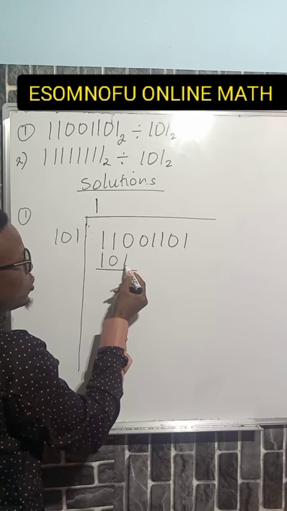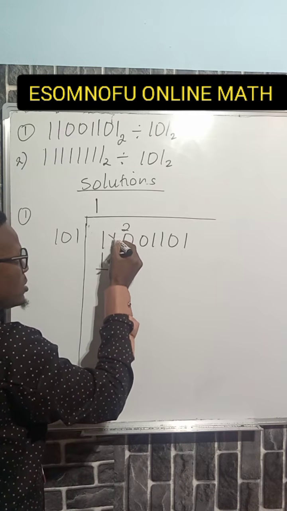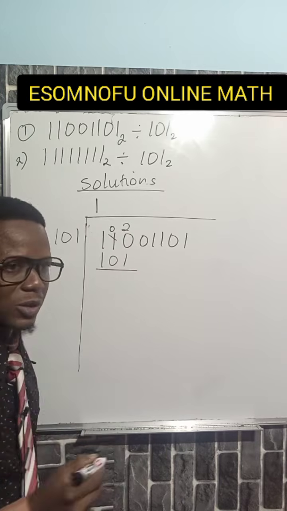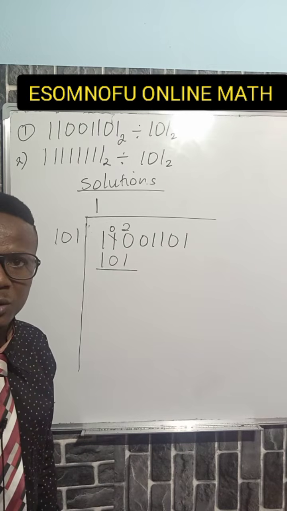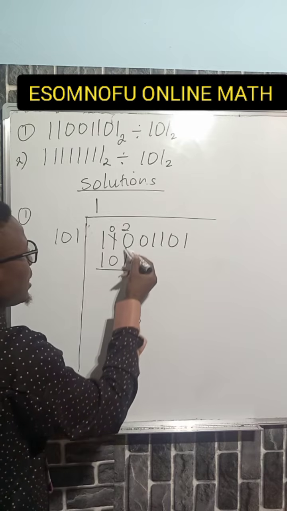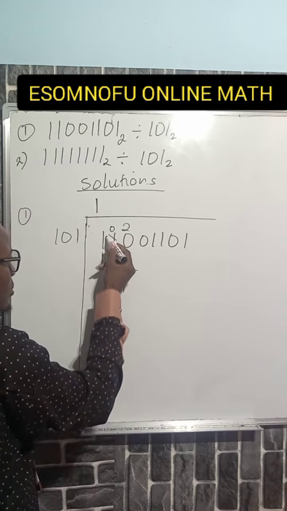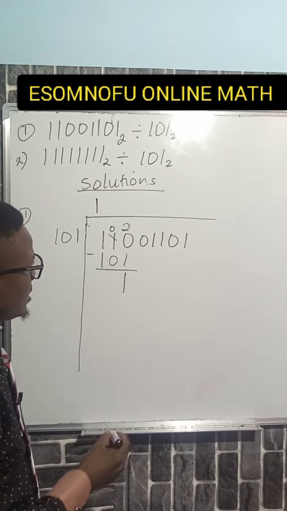0 cannot minus 1, so you go and borrow. If you borrow, anything you borrow becomes 2. This is now 0 because you are in base 2. Anything you are borrowing is 2. If you are in base 5, anything you are borrowing is 5, etc. So 2 minus 1 is 1. This is 0, no need of writing it, and 1 minus 1 is 0, no need of writing it.